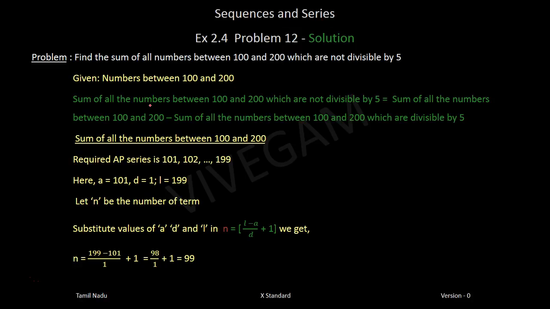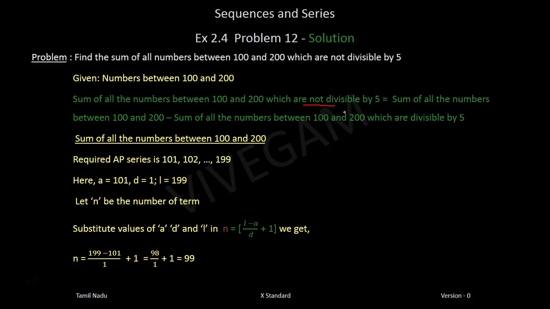So the equation is: the sum of all the numbers between 100 and 200 which are not divisible by 5, this is what we are asked to calculate, is equal to the sum of all the numbers between 100 and 200, that is 101, 102, 103 to 199, minus the sum of all the numbers between 100 and 200 which are divisible by 5. Okay, so the first step is you find the sum of all the numbers between 100 and 200, then you find the sum of all the numbers between 100 and 200 that are divisible by 5.